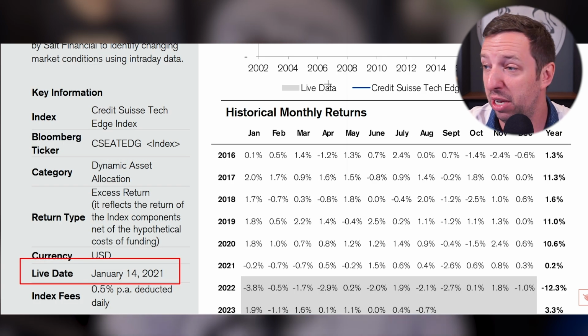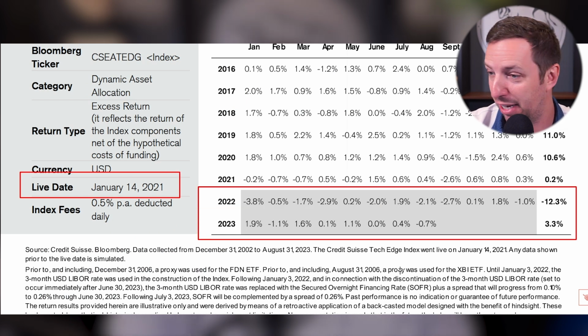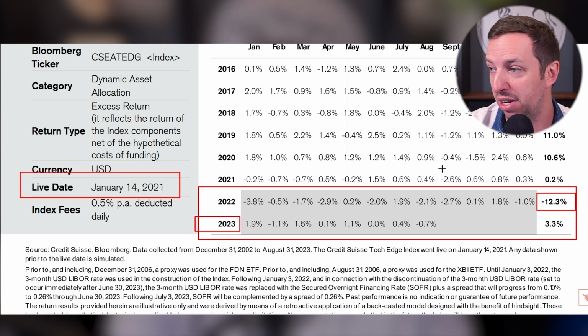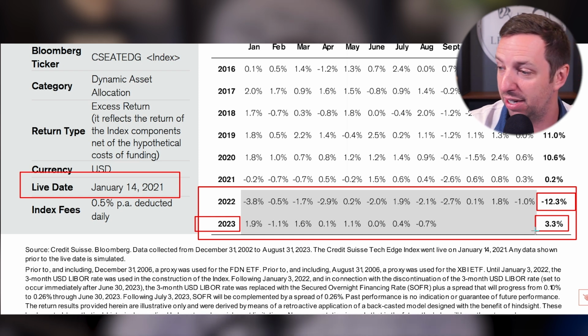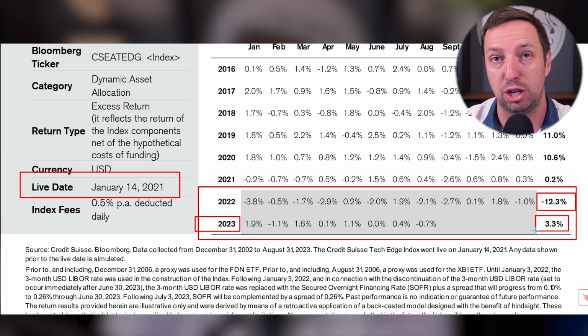The gray is going to be our live data. So the only live data we have is all down here. In 2022, negative 12 on the year. In 2023, about a quarter or 3/4 of the way through, 3.33%. A far cry from the 9 and 13 that was quoted in the actual illustration.